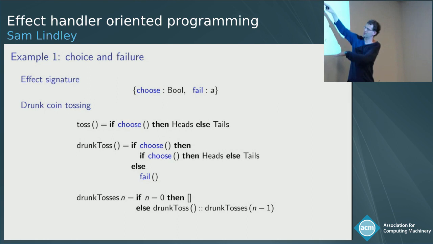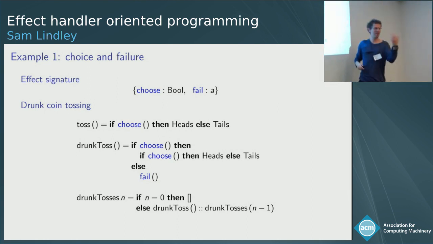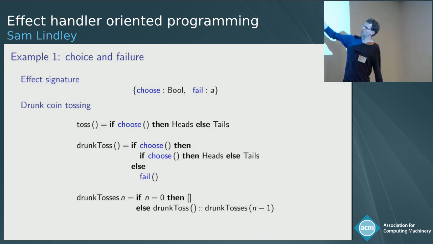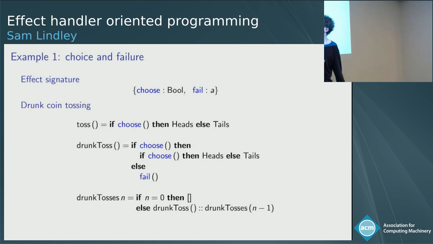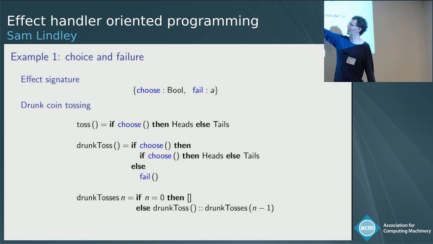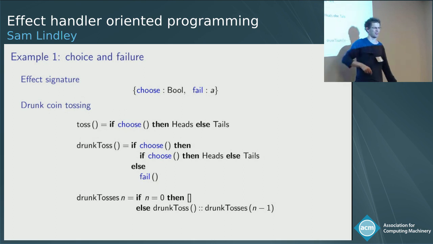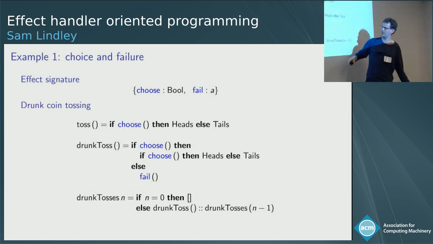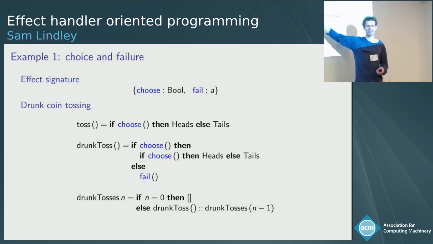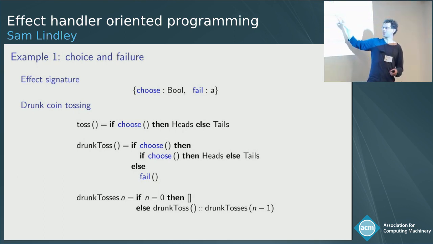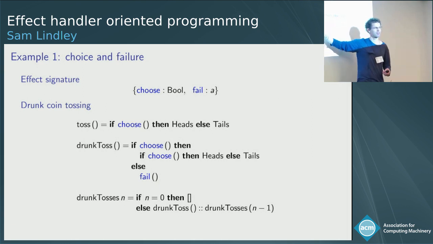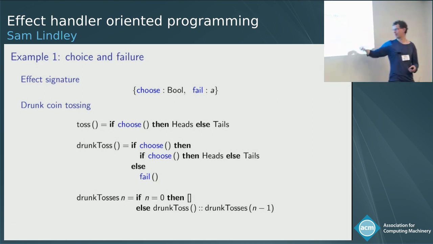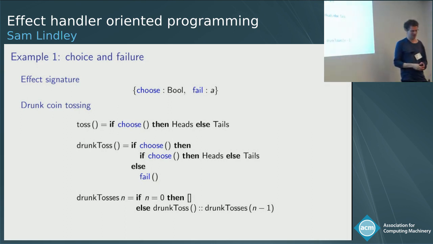And then having written this computation, the effect handlers are the way of defining an interpretation of that. So what's going on here, I'm tossing a coin. I'm going to make a choice and either return heads or tails. That's all a toss does. And then the idea here is we have a drunk who is trying to toss a coin, and they may drop the coin. So first we decide whether the drunk catches the coin, and then decide whether it's heads or tails. And if it's dropped, then we just fail and return no value. And then we might repeat that several times and return a list of tosses.